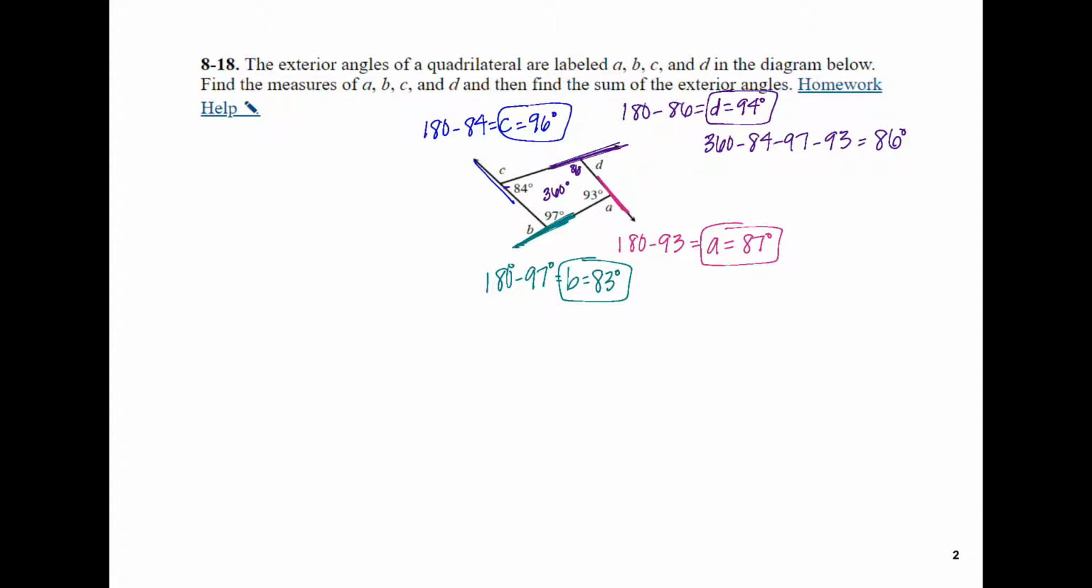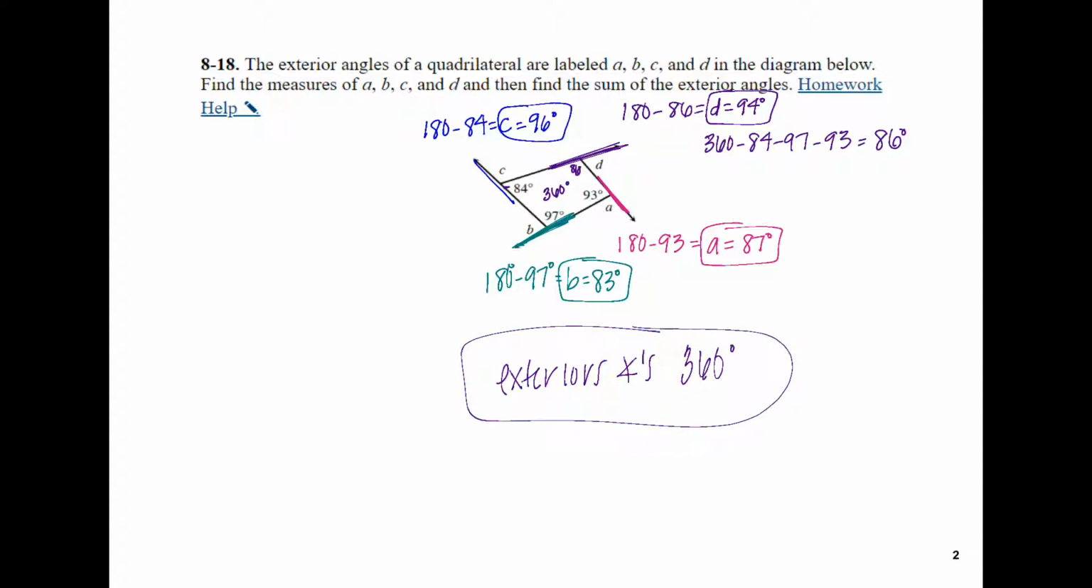It then asked me to find the sum of all my exterior angles. So when I take A and add it to B, add it to C, and add it to D, I notice that my exterior angles add up to 360 degrees.